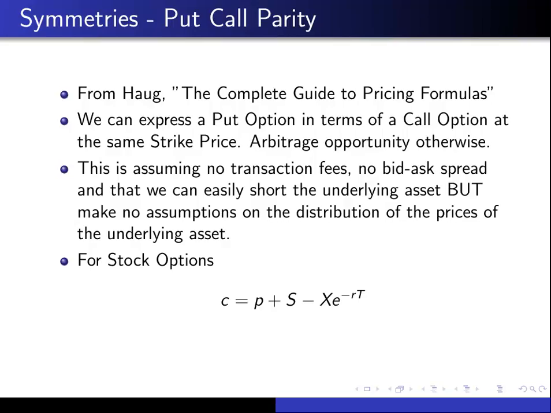So for stock options, we have that the call option C is equal to the put P plus S, the share price, minus X, the strike price, multiplied by e to the power of minus RT. This can also be written as P is equal to C plus, by just subtracting S minus X e to the minus RT from both sides. But it's the same thing. Note that that's for stock options.